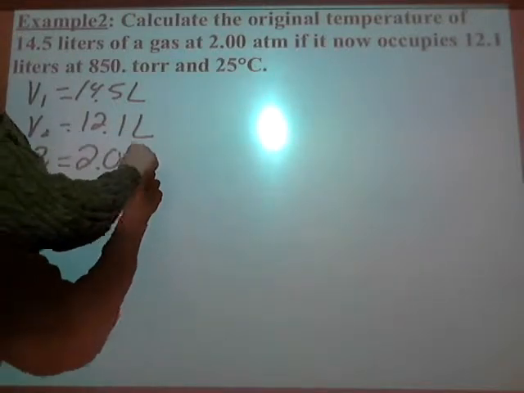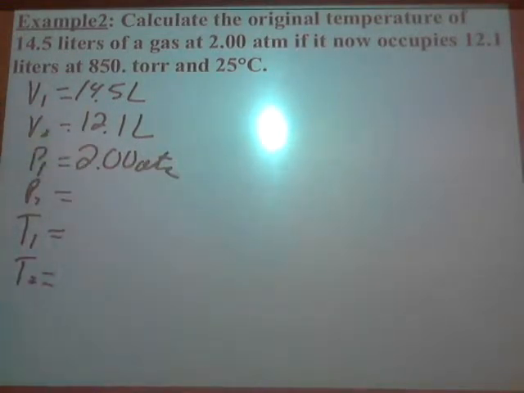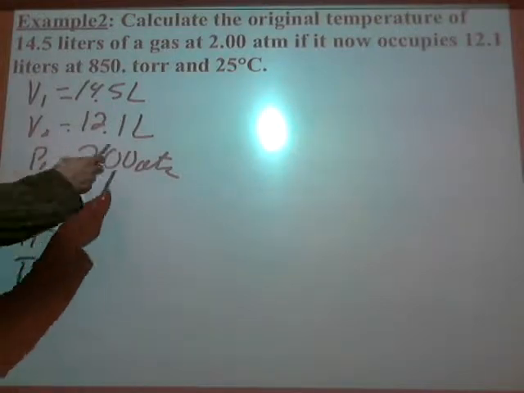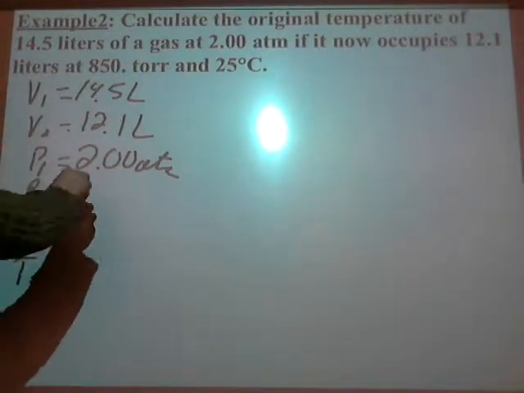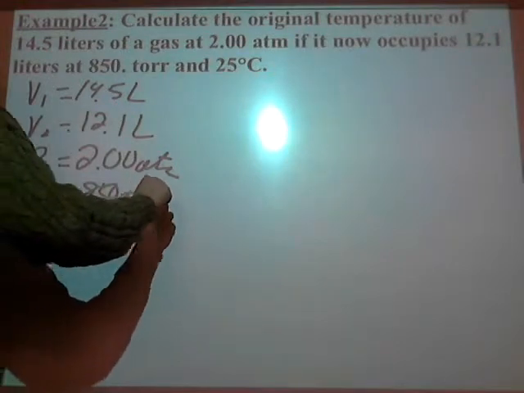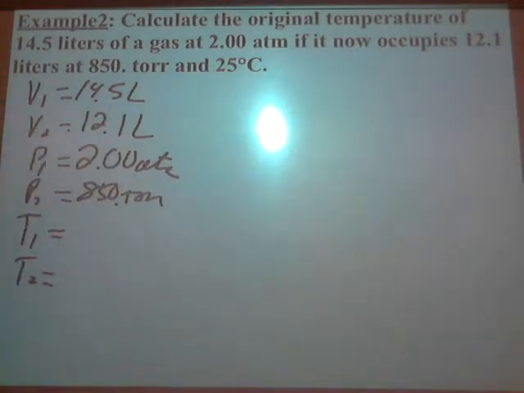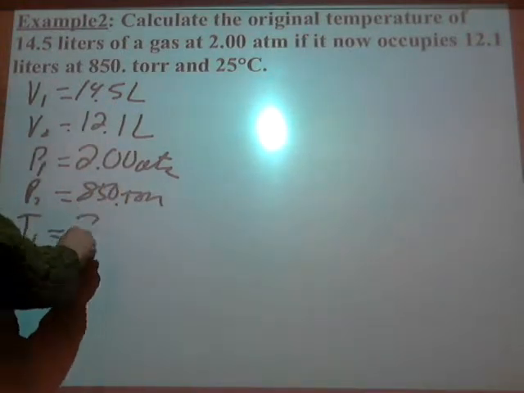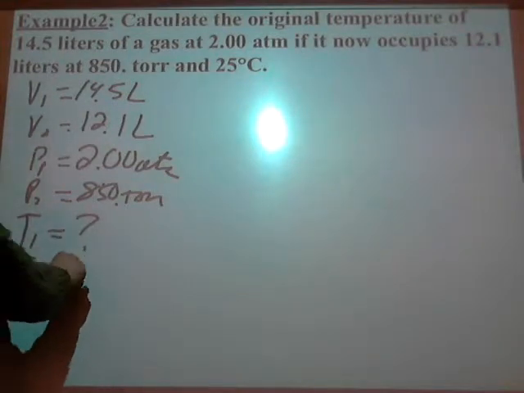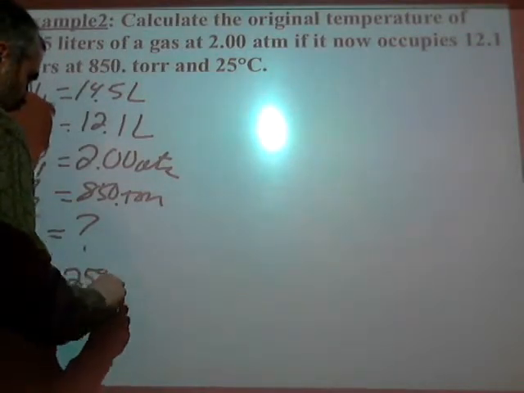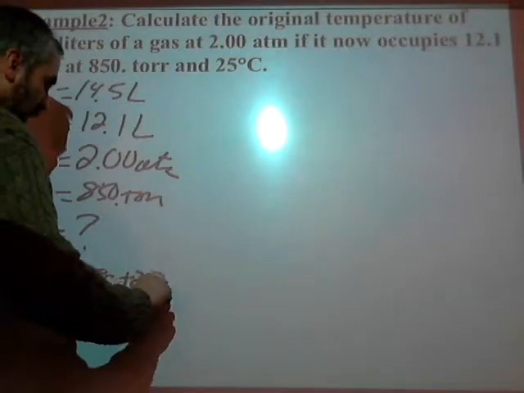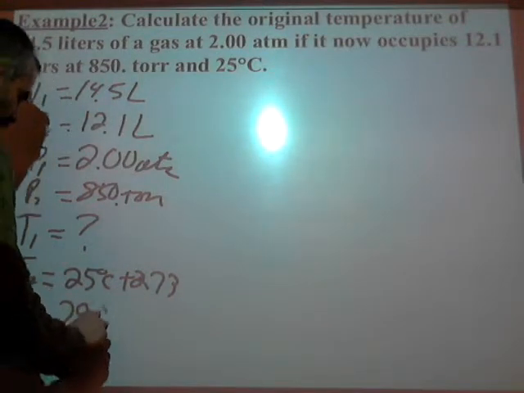What do you have for your initial pressure? Two ATMs. It's not ATMs. They're not automatic teller machines. Atmospheres. P2 would be... They're correlated to Kelvin. And temperature 1 is... and temperature 2 is 25. 298 Kelvin. 25 plus 273 equals 298 Kelvin.